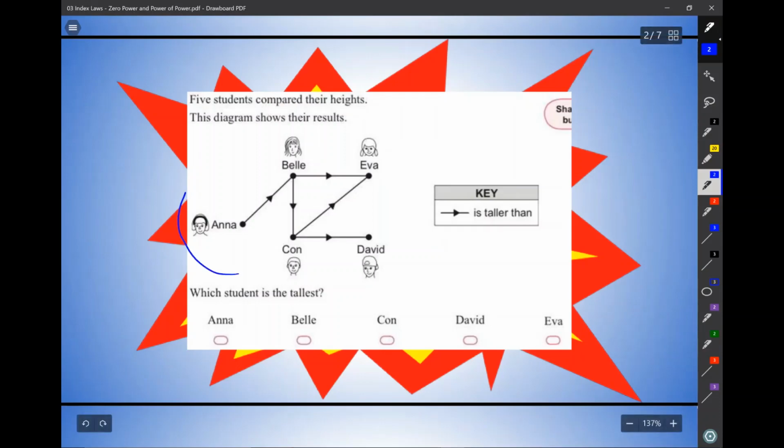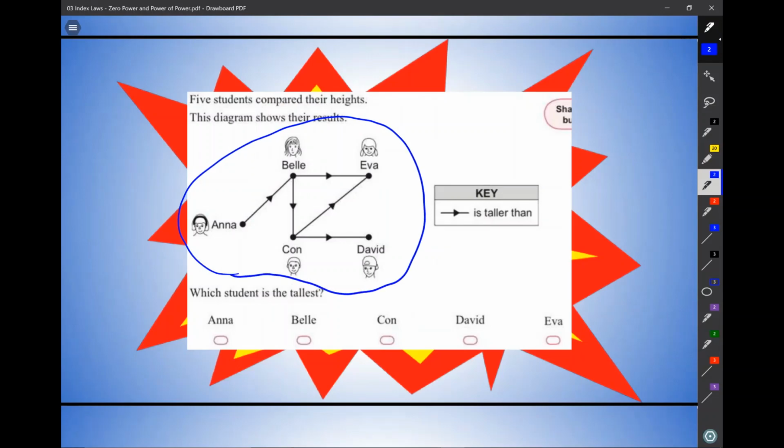We have here a diagram showing how 5 people are related based on their height, with arrows pointing to people. So for example this arrow says Con is taller than David. So I think the answer here is Anna, because Anna is taller than Belle and Belle is taller than the two people that she connects to, so that means Anna has to be the tallest.